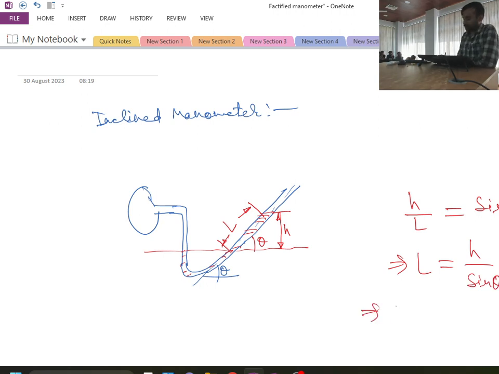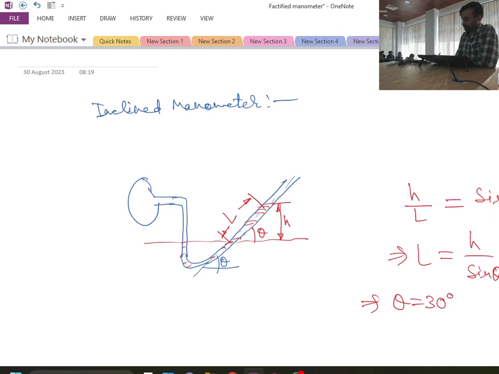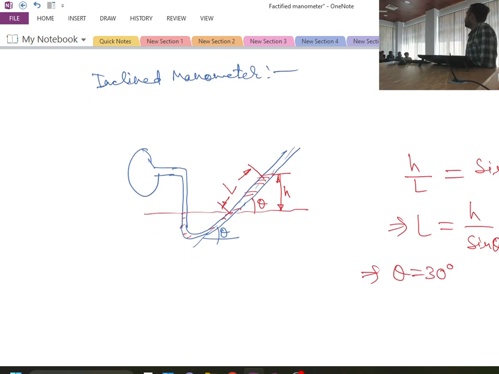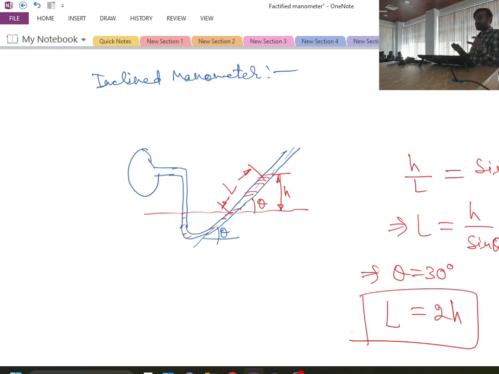If I take theta equal to 30 degrees, how much will I be getting? L equal to how many times h? Sorry? 2h. Yes. So it means that for the same change of pressure, if in the vertical direction your height is changing by h amount, for a manometric branch which is inclined at an angle of 30 degrees, it will be changing by 2h. So sensitivity is increased.